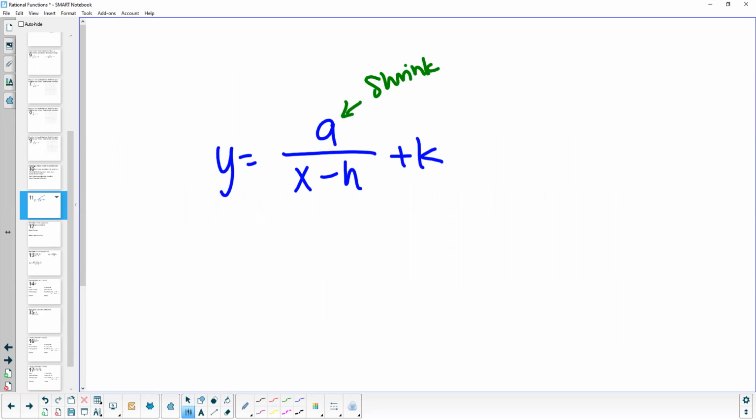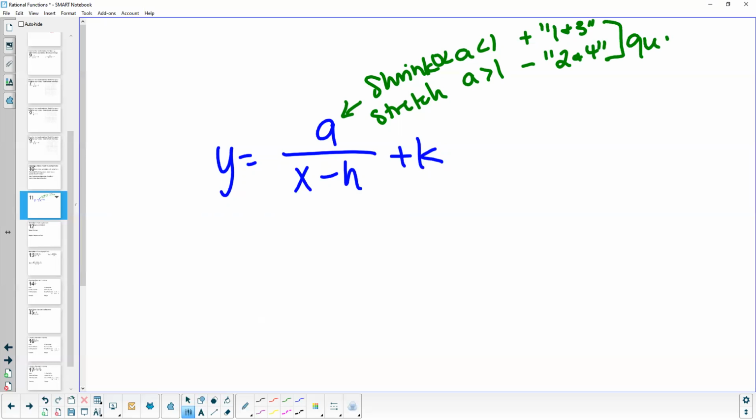So we are going to shrink if a is between 0 and 1. We are going to stretch if a is bigger than 1. And then if our a is positive, we know it's going to be in quadrants 1 and 3. If it's negative, it's going to be in 2 and 4. Now notice these quadrants are created by our asymptotes. Okay, so that's kind of how that a works.